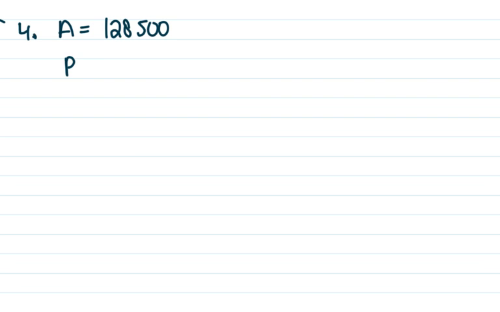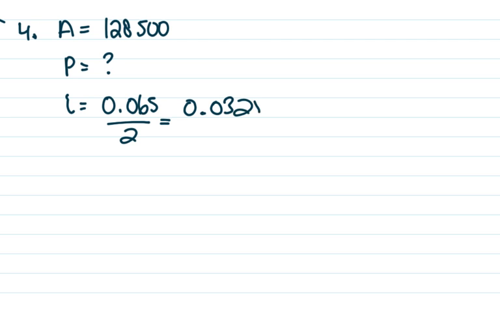$128,500. The principal, well, that's what we need to know. How much money do we need to set aside now? The interest rate was 6.5%, which is 0.065. And it's compounded semi-annually, so twice a year. So we need to divide that by 2. So 0.0325. And then the number of compounding periods, well, this is for 8 years, and it's being compounded twice a year, so that's 16 periods total.